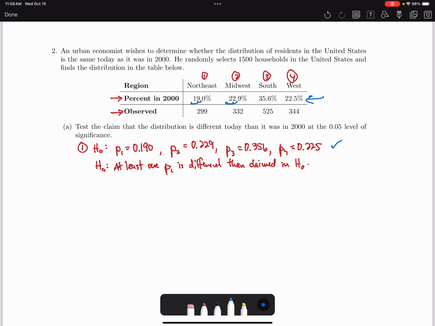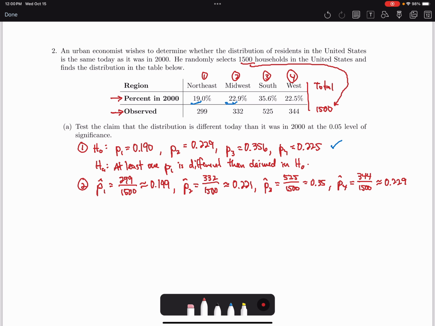I will let you go ahead and pause the video and do that. Okay, so here's what you should have for those sample proportions. First of all, you would have to compute the total, except that in this case, the total was given to us, 1,500. But if you add up these numbers, you do indeed get 1,500. And then you're going to divide each of these numbers by that total to get those sample proportions.